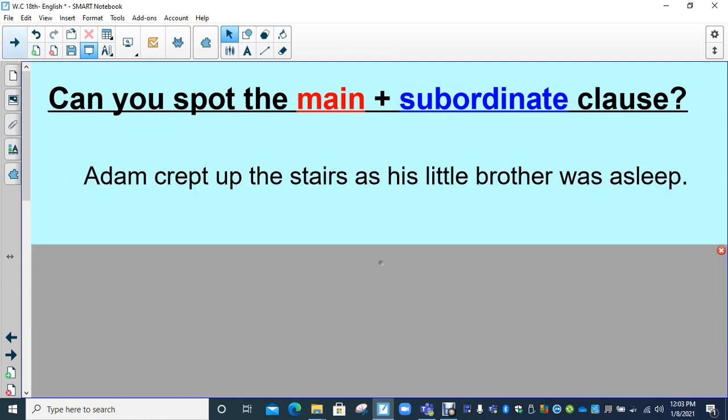Okay. Adam crept up the stairs as his little brother was asleep. Pause the video and find the main and subordinate clause.